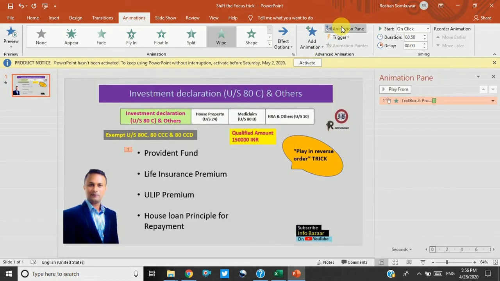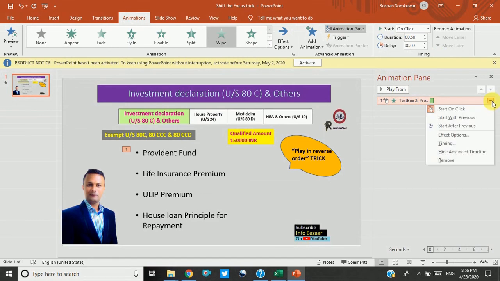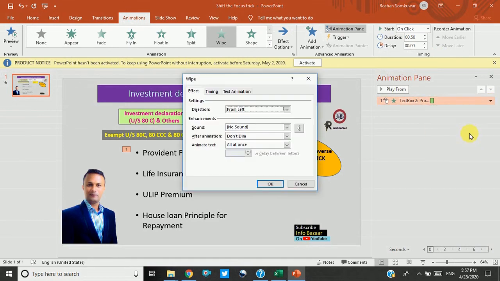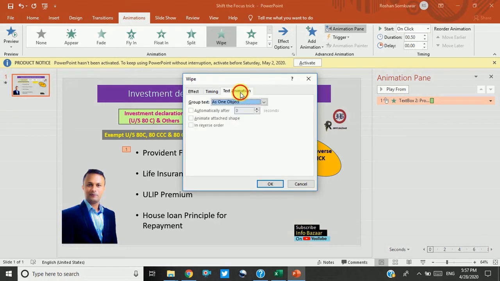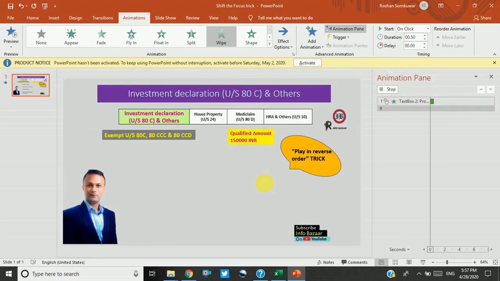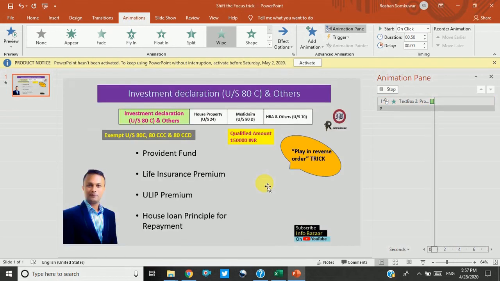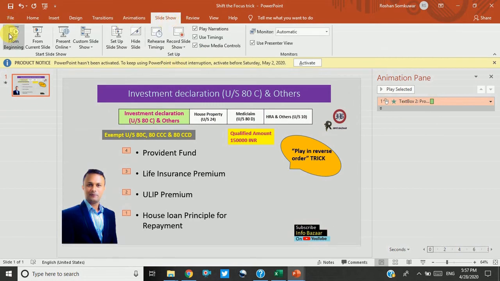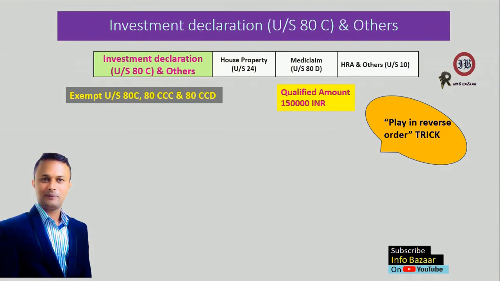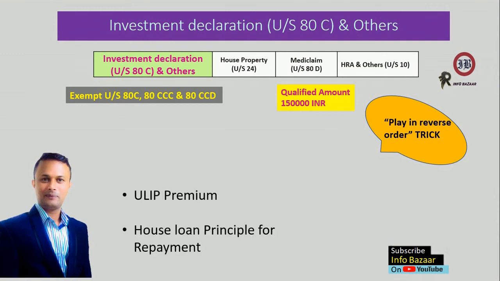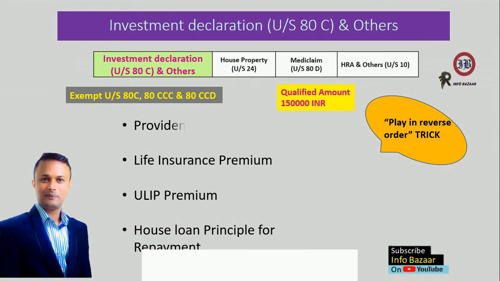and go to the animation pane, click on the drop down, click on effect option, click on text animation. In text animation, in group text, we have to select by first level paragraph. Then click on in reverse order and click OK. You can see. Now we'll see in a slideshow how it looks. From the beginning, we'll see for the first click, the last bullet point will appear.